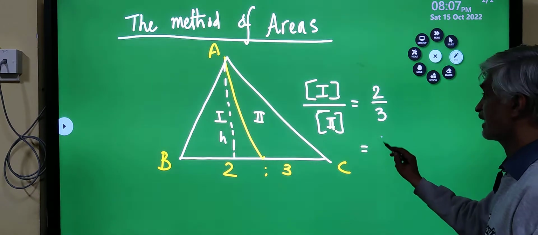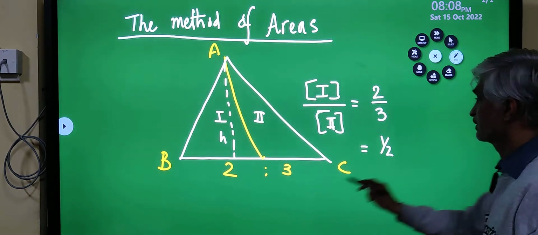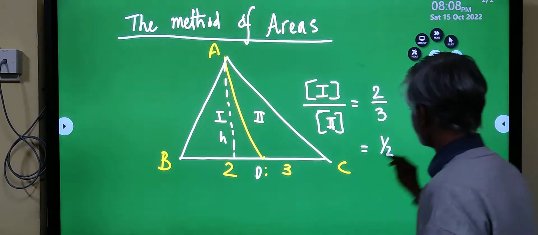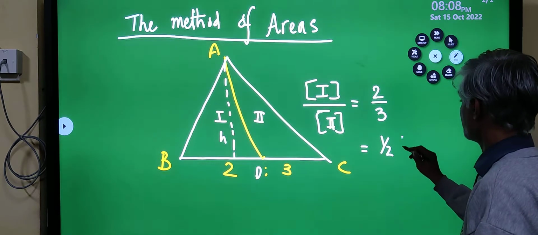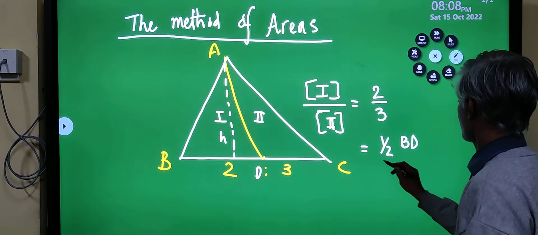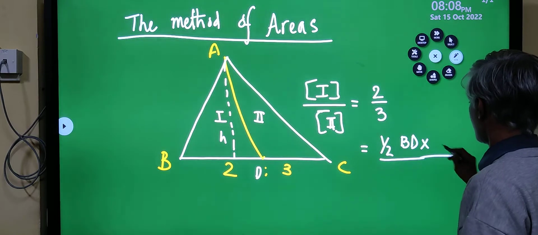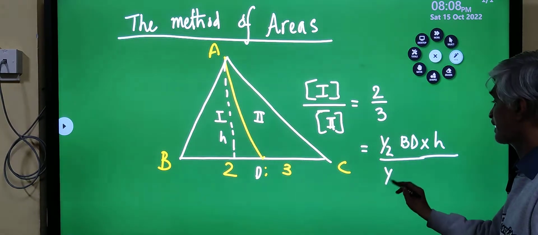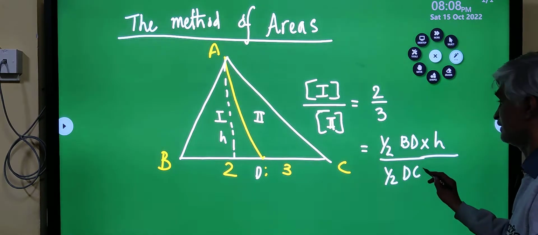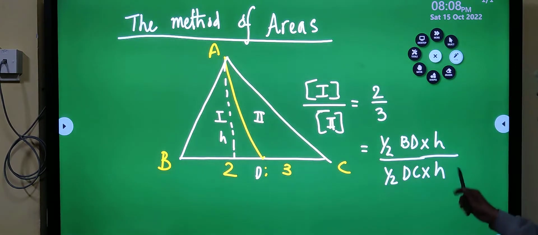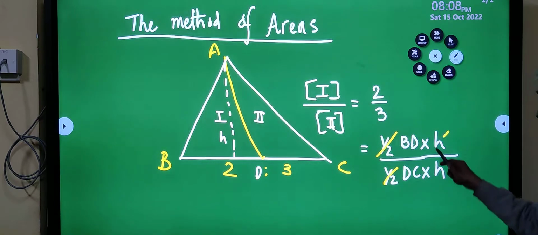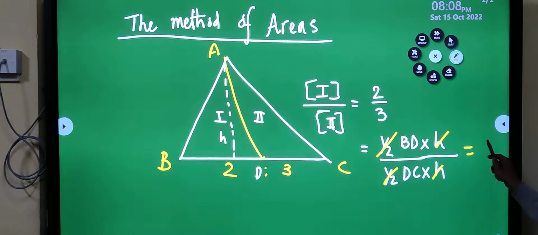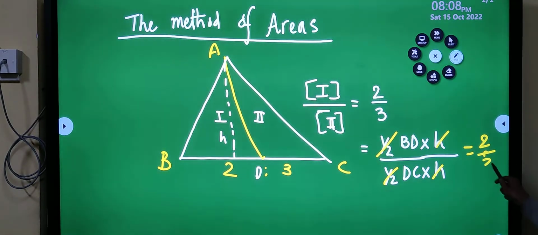This area is actually equal to half BD into the height, but the area of 2 is half BC into the height, and since they share a common height, this turns out to be 2:3.